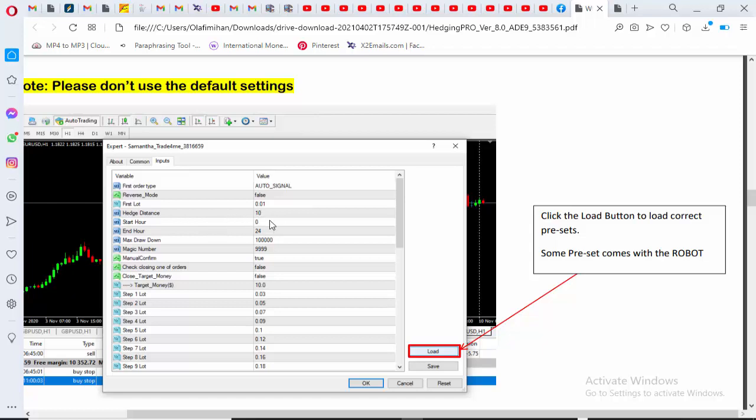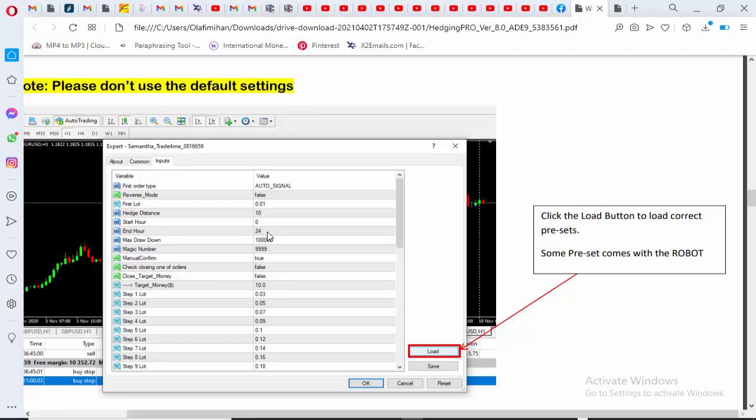Then we have a starting hour. If you are the type that doesn't have time, you have a job that keeps you busy, you don't have time to sit in front of your computer, you can tell the software to trade 24 hours. Like these settings now, it's 24 hours because you can see it's from 0 to 24. That shows it's 24 hours trading time.